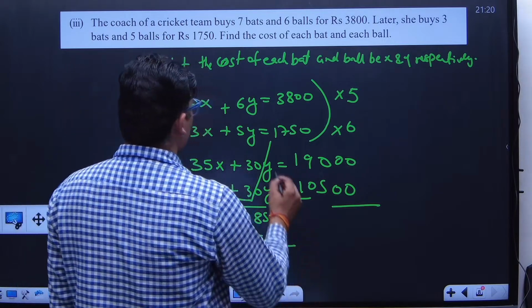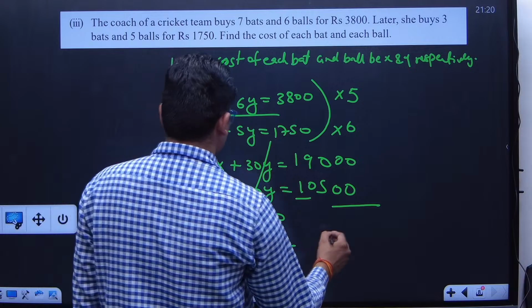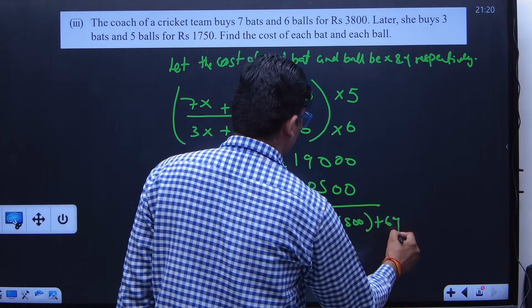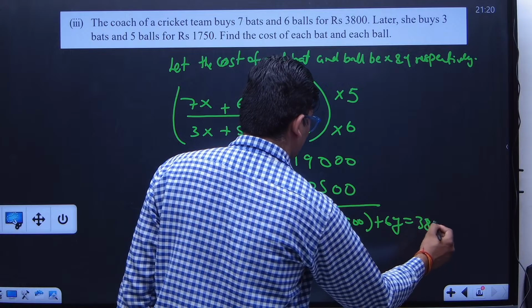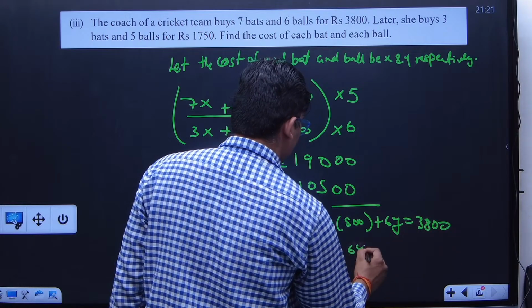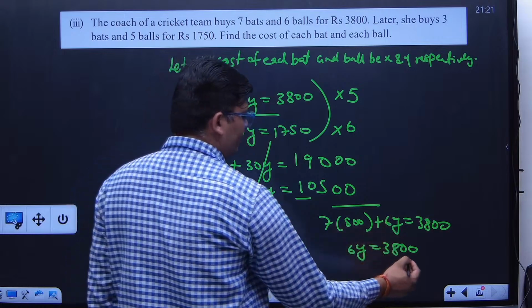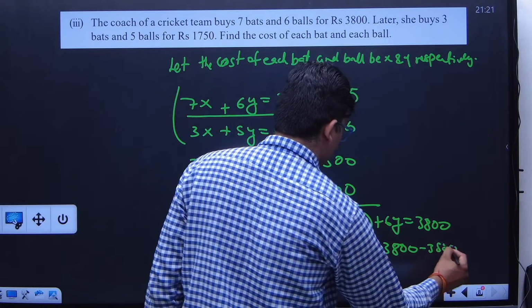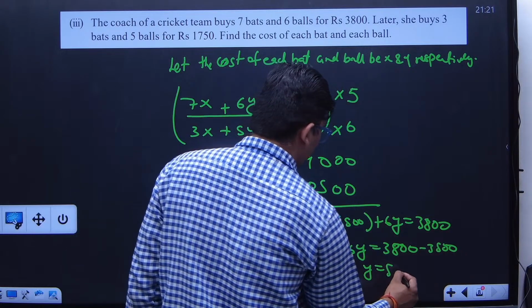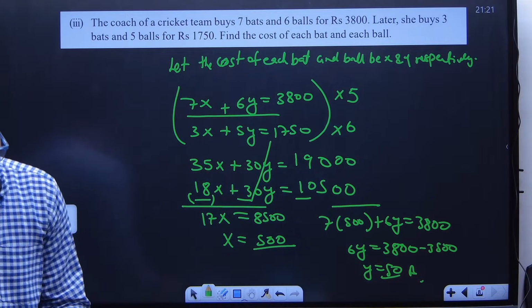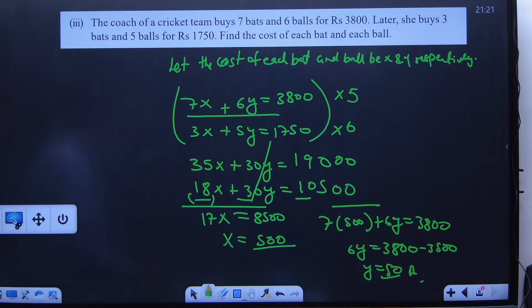Now the cost of each ball. You can put it in this equation. So 7 into 500 plus 6 into y is equal to 3,800. So 6y is equal to 3,800 minus 3,500, since 7 times 5 is 35, so it will go on the other side. That gives 300, so y is going to be 50 rupees. Wonderful. Understood? Yes.